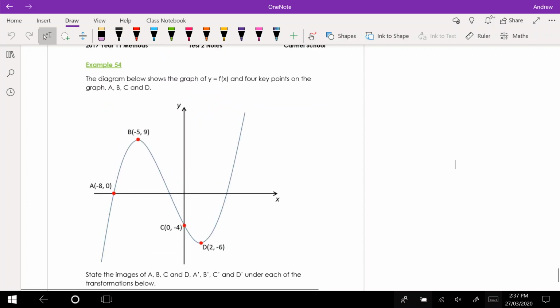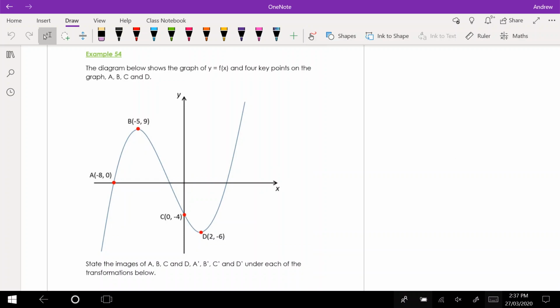So the diagram below shows the graph of the function y equals f of x and 4 key points on the graph. We've got 4 coordinates here. We've got A, negative 8, 0, B, negative 5, 9, C, 0, negative 4, and D, 2, negative 6. Okay.